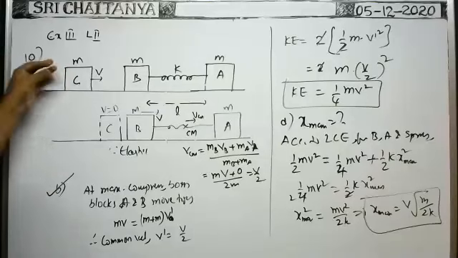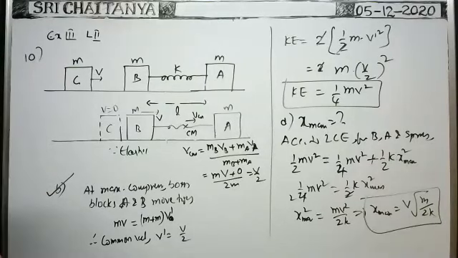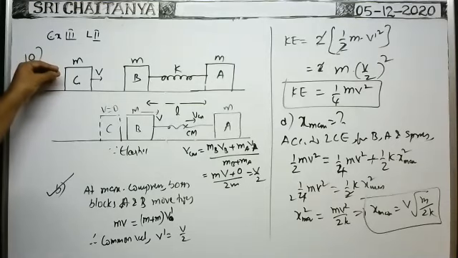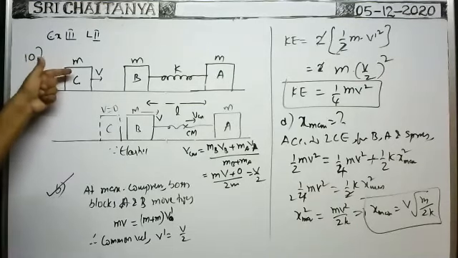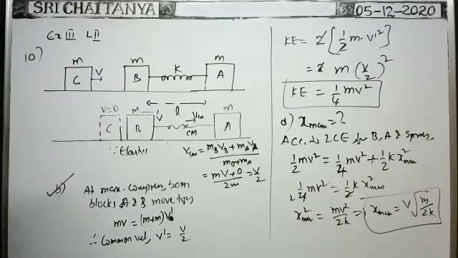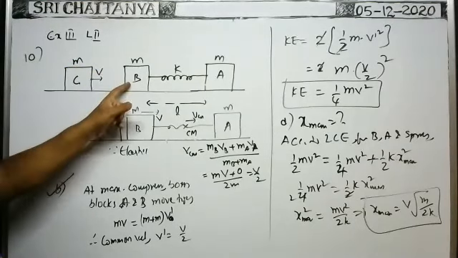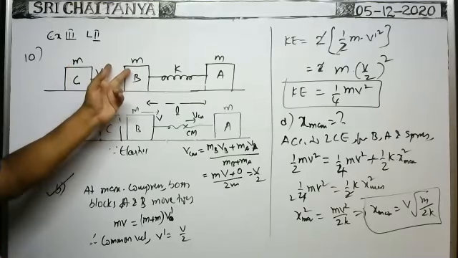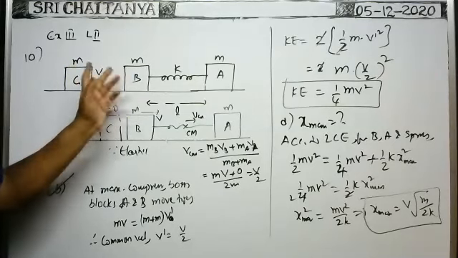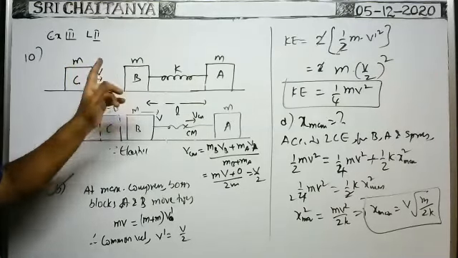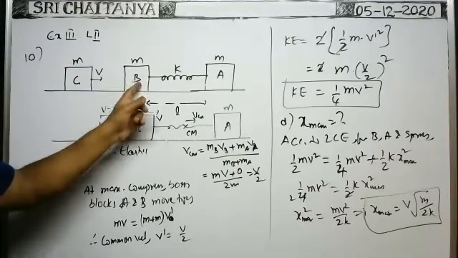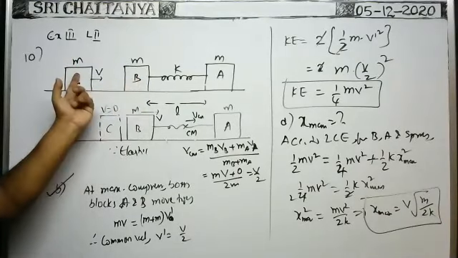Now, block C is pushed, or given some impulse, so that block C moves with velocity v towards B. Then it makes an elastic collision with B. As the two blocks have the same masses, whenever an elastic collision takes place, they just exchange their velocities.